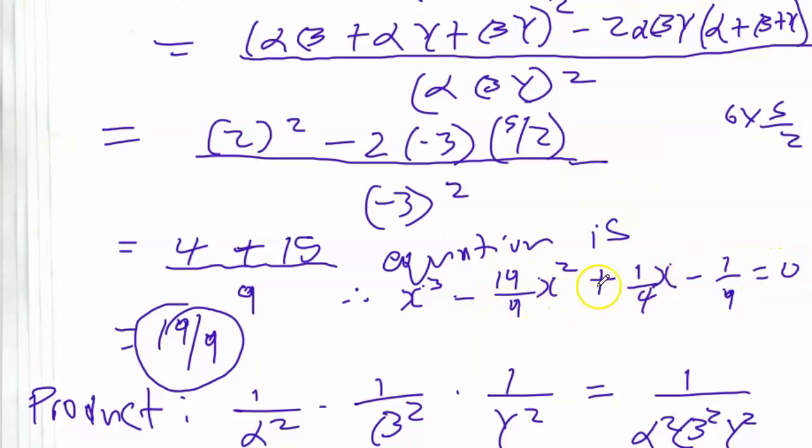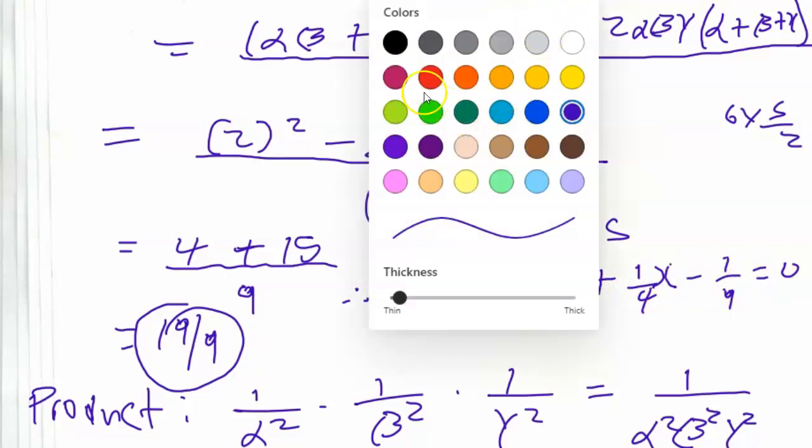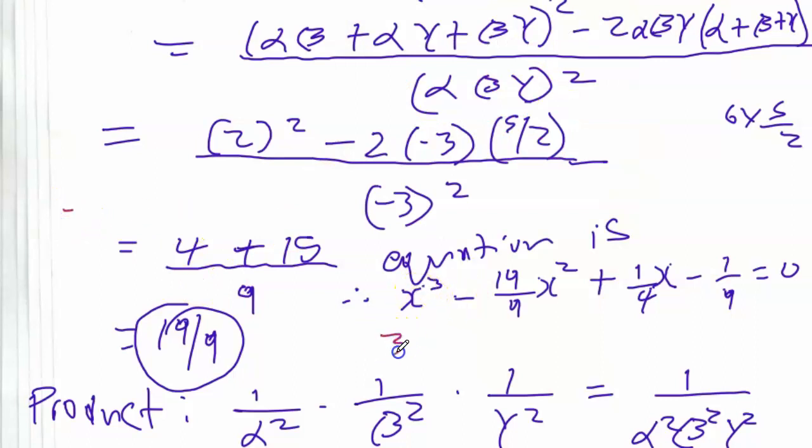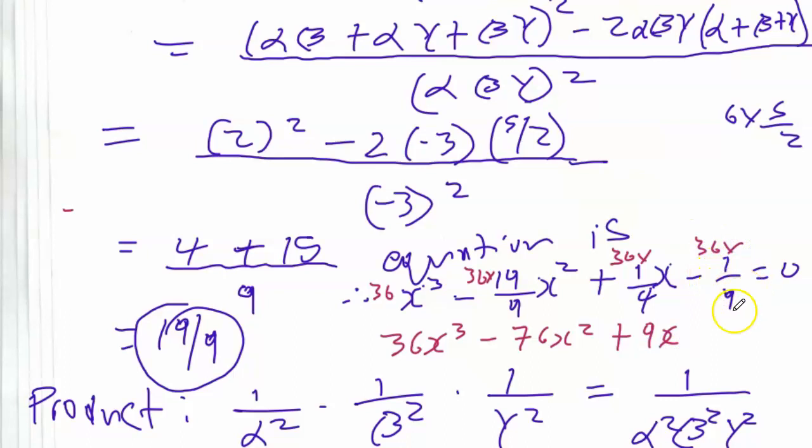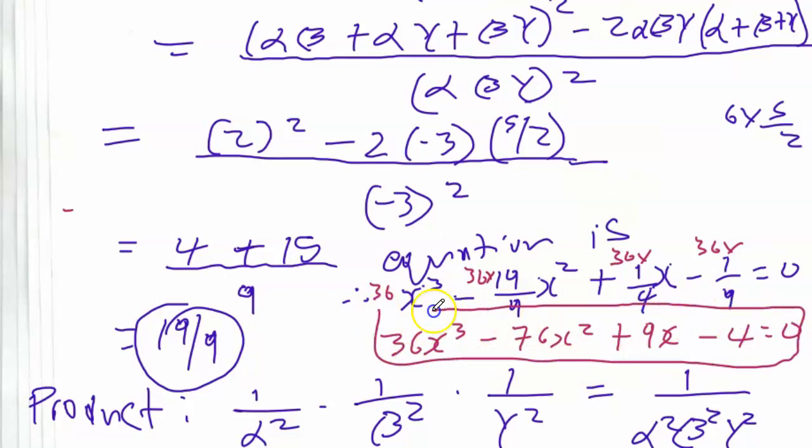And of course we can multiply now. The LCM of 4 and 9 is 36, so we can multiply each term by 36. So 36 times that's 36x cubed. 36 times 19 over 9, 9 into 36 is 4, 4 times 19, that's 76x squared. 36 times a quarter, that's 9x. And 36 times 1/9, that's minus 4. Alright? So this should be our solution for this section.